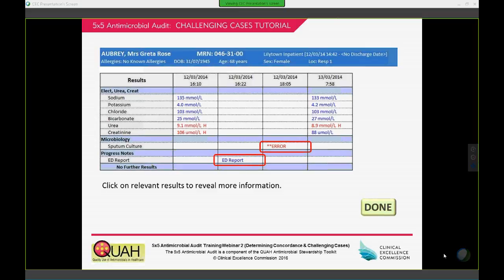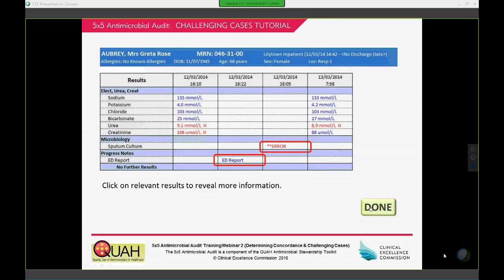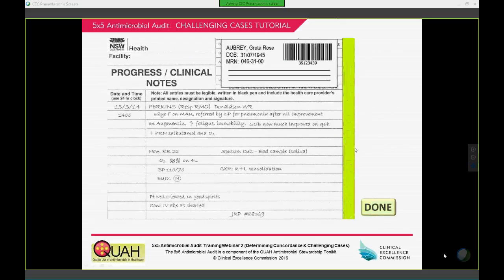And we also have a sputum culture, but we can see there that nothing's actually been returned from that because the sample is actually saliva rather than sputum. So we can have a look in the notes as well. And we find an entry from the day after the patient's admission. And scanning through there, we have a bit of observational data about the patient, but there's no indication from any of this that the therapy hasn't been prescribed empirically. So we'll go ahead and say this patient is eligible, and we'll start that data collection process.